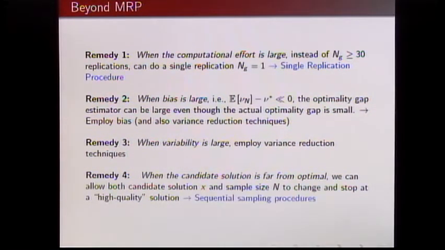The other thing is when the candidate solution is far from the optimal, you don't know, so you can embed it in your optimization algorithm. So you generate a sequence of solutions, and you stop when you believe the optimality gap is small enough. Okay, so you need to change the sample size, increase it, and then you need to change your candidate solution and stop at a high-quality solution. So these are called sequential sampling procedures. Okay, so you can do a number of different things. Any questions so far? All right.